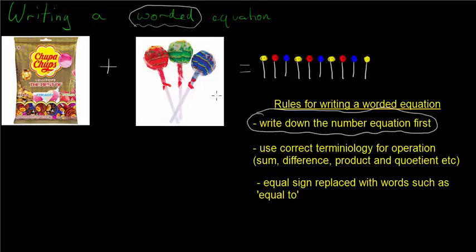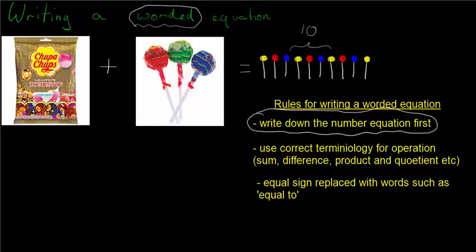Now in this case we've got pictures, so let's put those pictures into numbers. And then from there we can make it into a worded equation. Right, so we have a packet of lollies plus 3 lollies equals 1, 2, 3, 4, 5, 6, 7, 8, 9, 10. So that's supposed to be 10 lollies. Now remember, first things first, let's put that into a number equation.